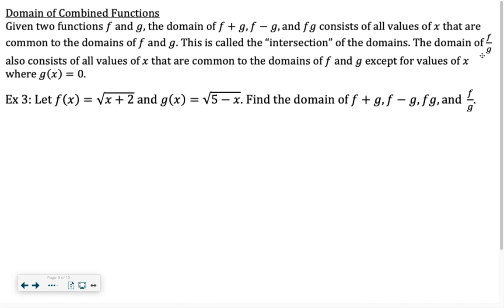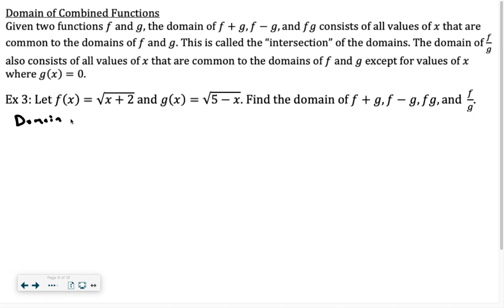So let's take a look at an example of that. Okay, so let's say we have f of x equals the square root of x plus 2, and g of x equals the square root of 5 minus x. So we want to find the domain of each of those functions.